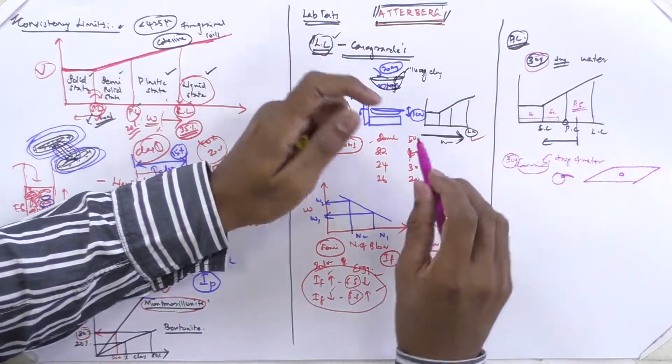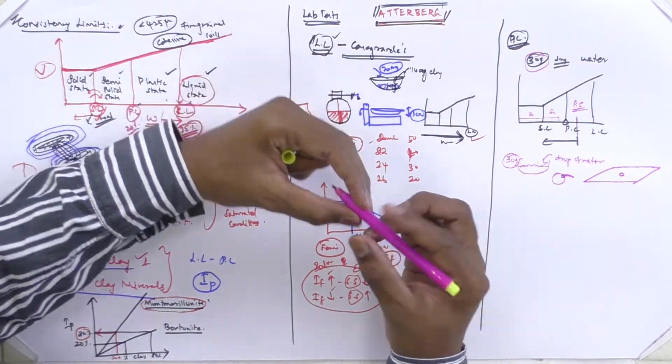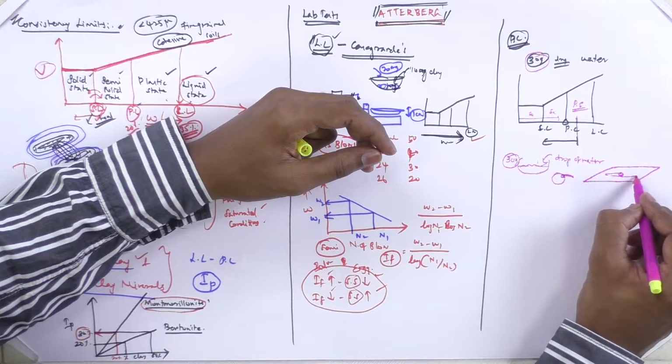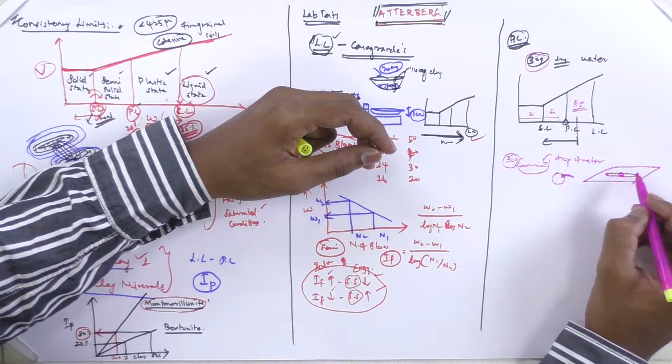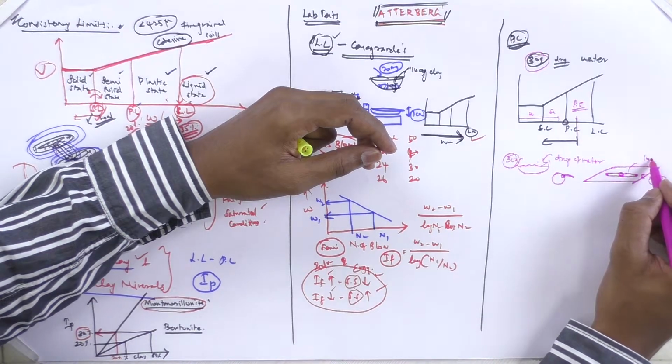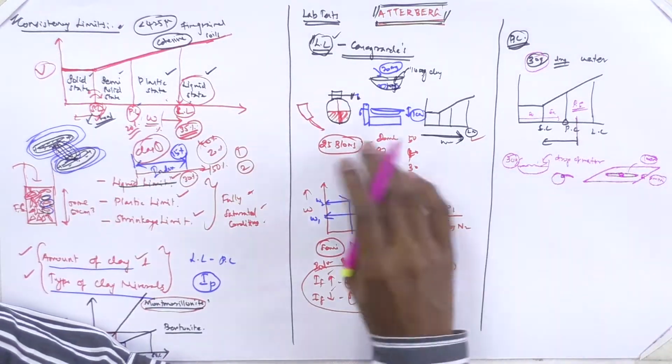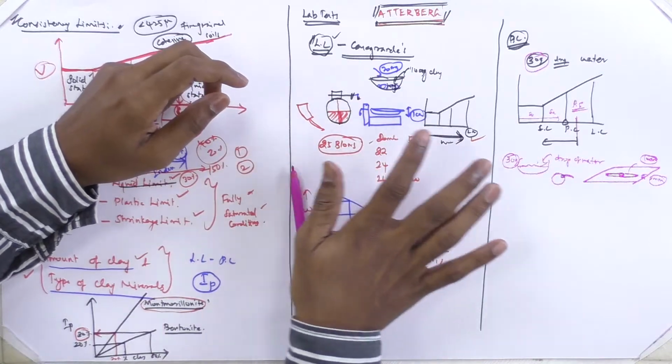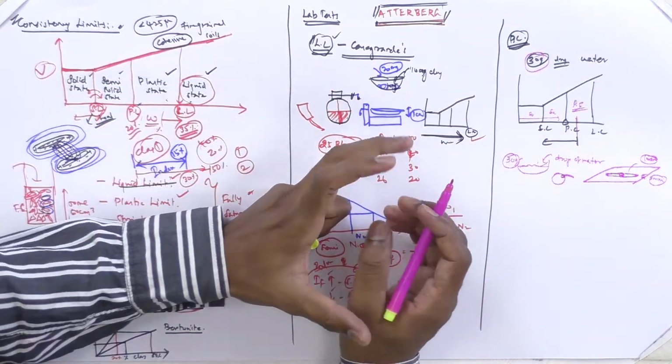So once you are rolling, it will be forming a thread like this. While rolling, it will be forming a thread like this. This has to be 3 mm in diameter and the length may be 10 cm. While rolling this, you have to give pressure equally throughout the length, so it is threading.